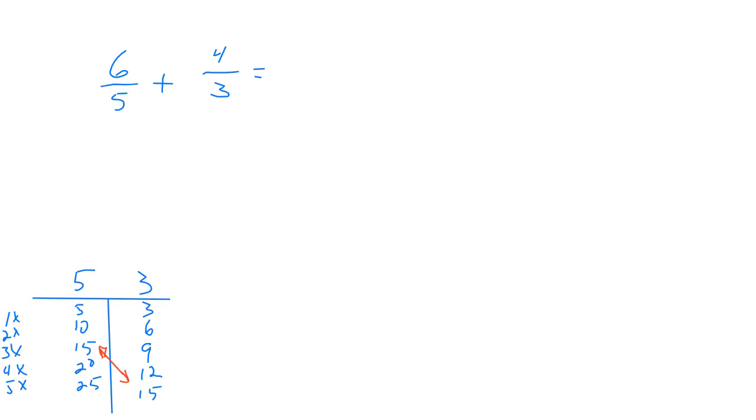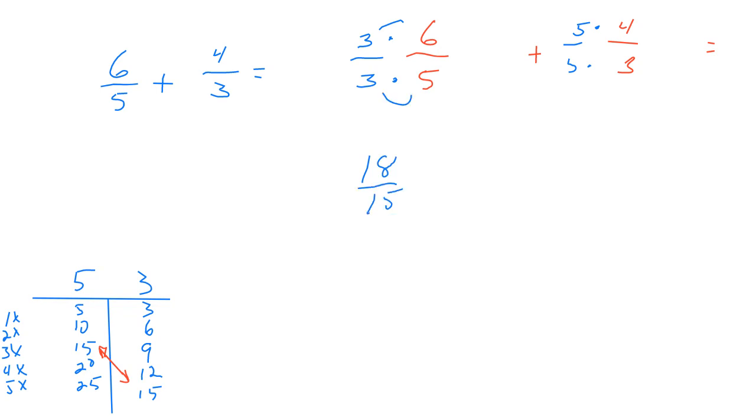So what did I multiply the 5 by to get 15? And what did I multiply the 3 by to get 15? Well, I multiplied 5 by 1, 2, 3. So I multiplied 5 by 3. So it's going to be 3 over 3 times 6 over 5. Then I multiplied the 3 by 5. So it's going to be 5 over 5 times 4 over 3. So 3 times 6 is 18. 3 times 5 is 15.